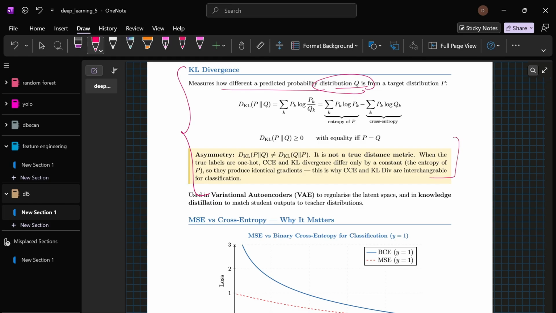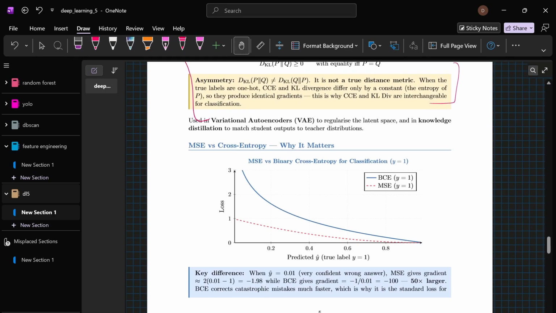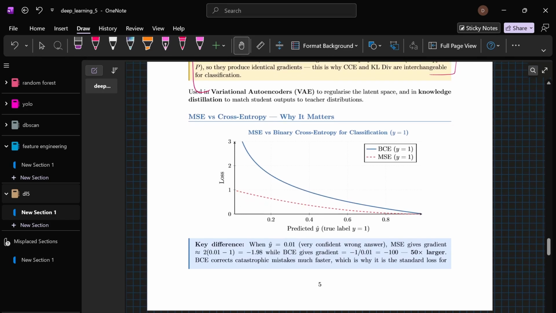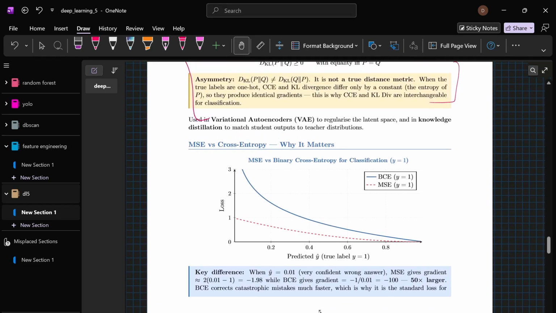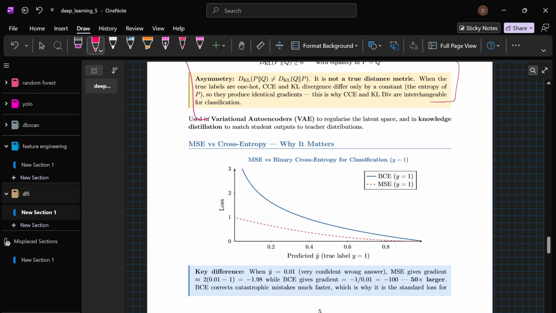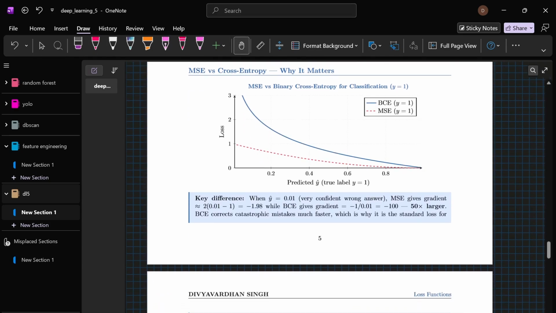Okay, so when the true labels are one-hot, CCE and KL divergence differ only by a constant. We can also see that KL divergence shows up most prominently in the variational autoencoder. We'll be discussing a project on variational autoencoders, so we'll discuss it there.